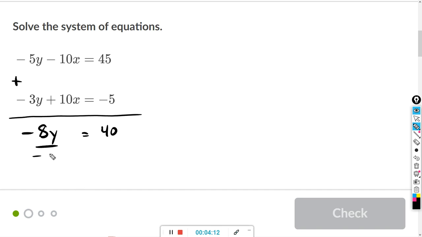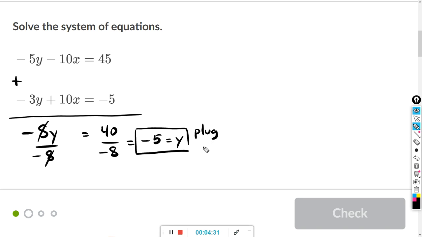Okay, dividing both sides by negative 8. The negative 8's cancel. 40 divided by negative 8 is just negative 5. Okay, you take that y and you plug it in. Okay, you can plug it into either one. I'm probably going to go with this one since the negative 3 is a smaller number. Okay, so we said y equals negative 5. I'm going to plug it in right there.